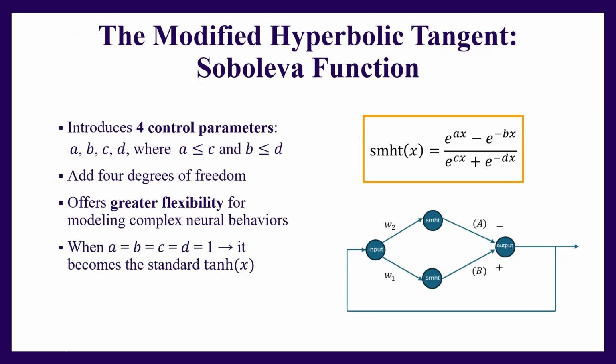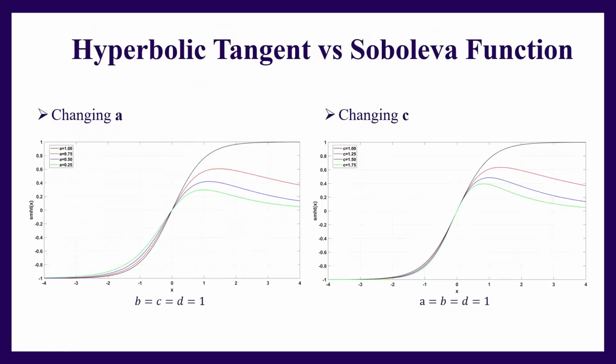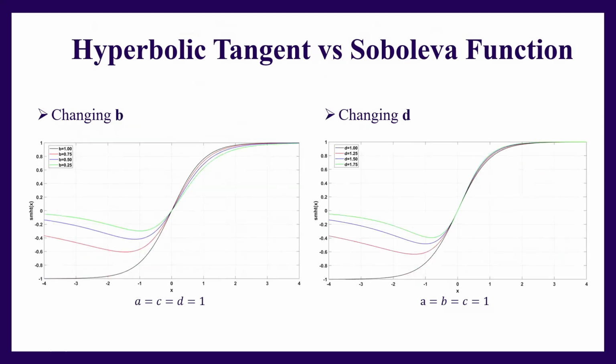It's a modified version of tanh and it introduces four new parameters A, B, C, and D. So basically, it adds 4 degrees of freedom and thus greater flexibility. Obviously, when A, B, C, D are equal to 1, Soboleva becomes the standard tanh. Here we can see that the parameters A and C affect the right side of the curve, while the B and D the left side.